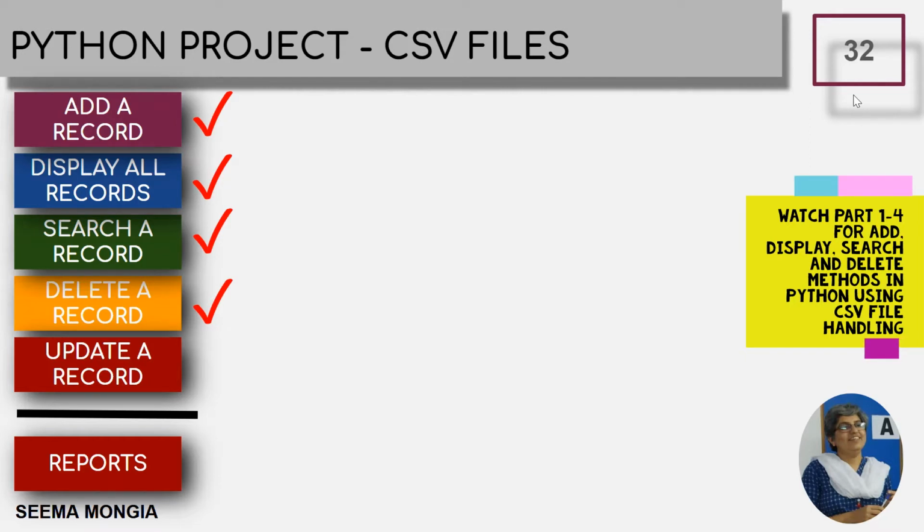In my previous videos, part 1 to 4, we have already discussed how to add a record, display, search and delete a record in Python using CSV files. For these previous methods, please watch my previous videos. Today in this video, we are going to talk about how we can update a record in a CSV file using Python programming.